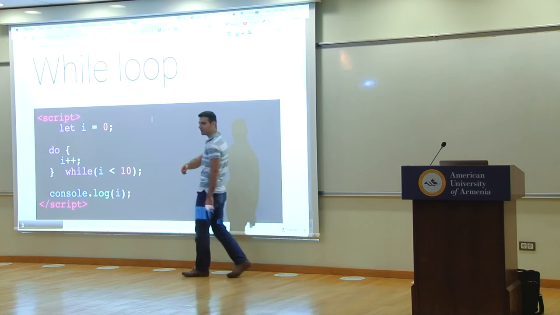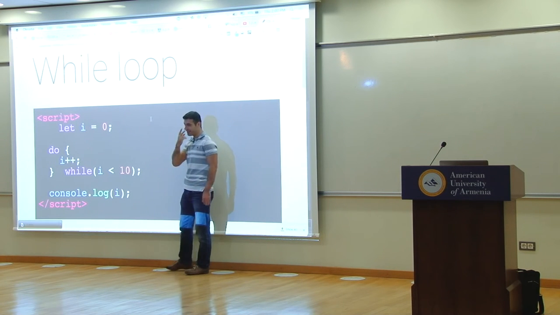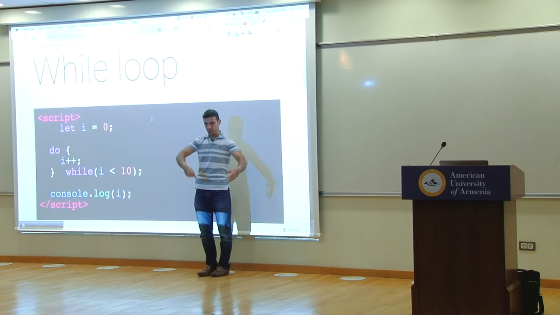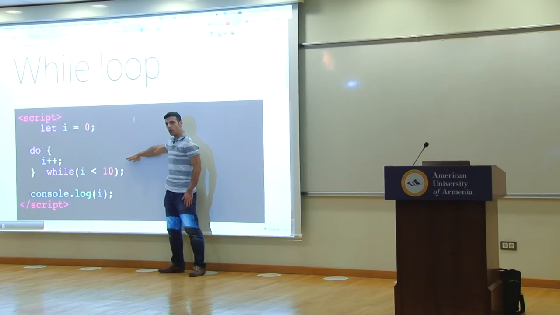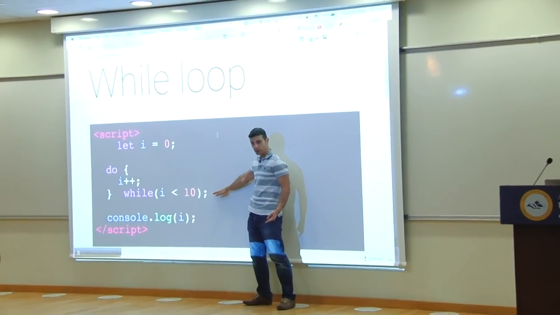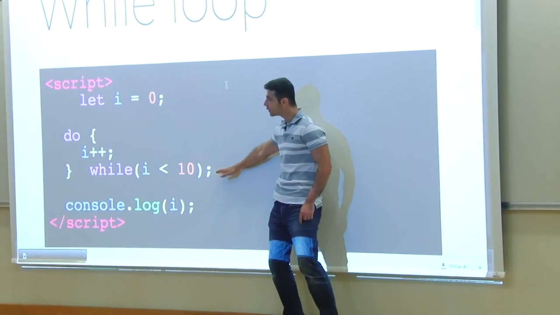Okay, one more time. Look, I see these things. I is a box. You have a 0 in it, right? Here you do i++. What is the value of I now? 1, good. Is this true? Yes.